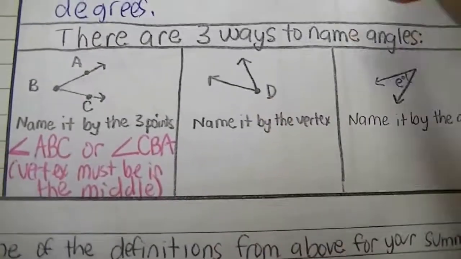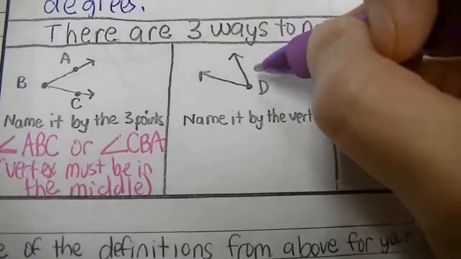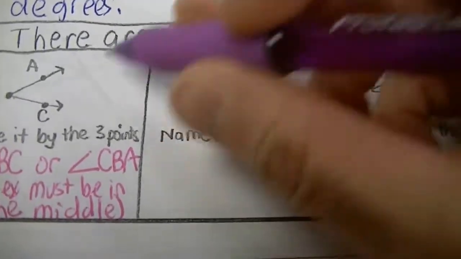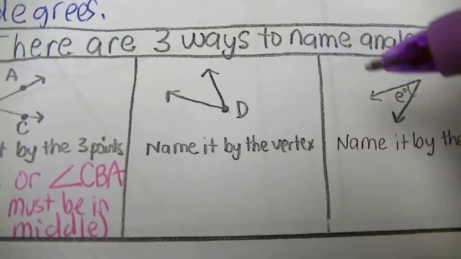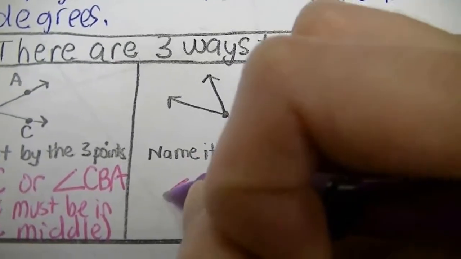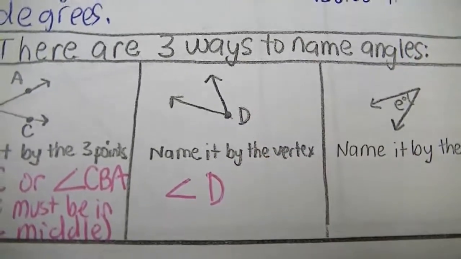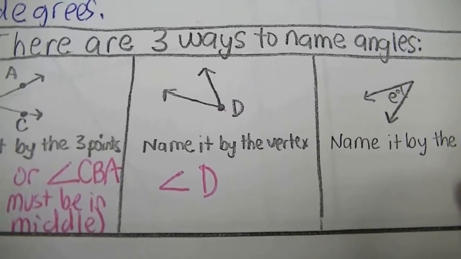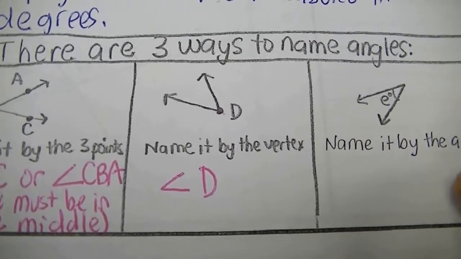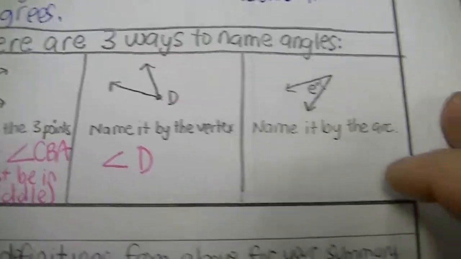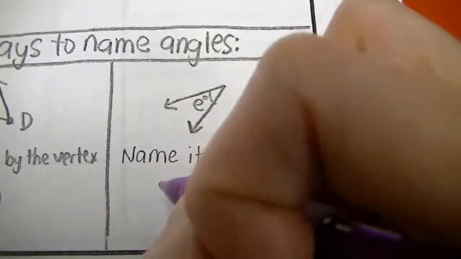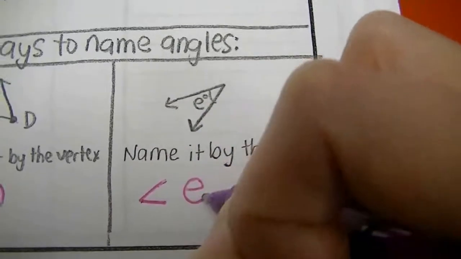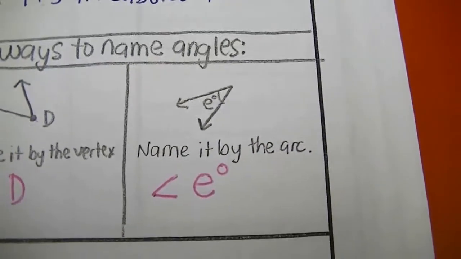All right, so now right here, you'll see that they don't have the 3 points and they just have it right here. So the next way that you can name it is naming it by the vertex. That's angle D right there, okay? Angle D. The third way that you can name an angle is by the arc. So sometimes you'll see that the arc is just labeled, so you'll name it angle E and then degrees, okay?